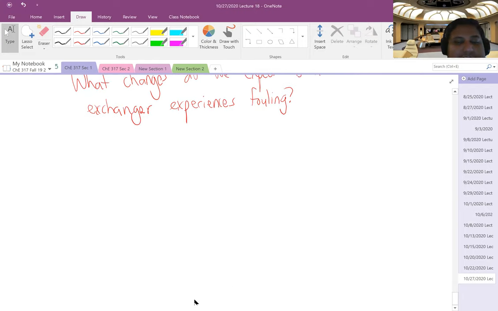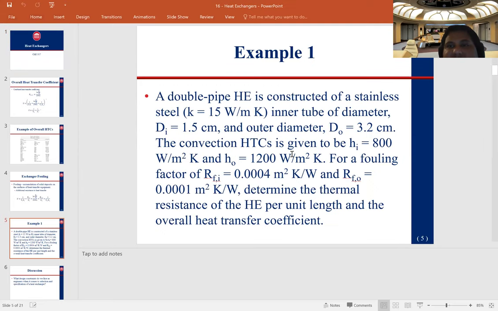All right. So to wrap up, let's take a look at one example. Let's say a double pipe heat exchanger is being constructed of stainless steel with an inner tube diameter of 1.5 centimeters and an outer diameter of 3.2 centimeters. And if the heat transfer coefficients are h_i is 800 watts per meter squared Kelvin and h_o is 1200 watts per meter squared Kelvin, for the given fouling values, determine the thermal resistance of the heat exchanger per unit length and the overall heat transfer coefficient.